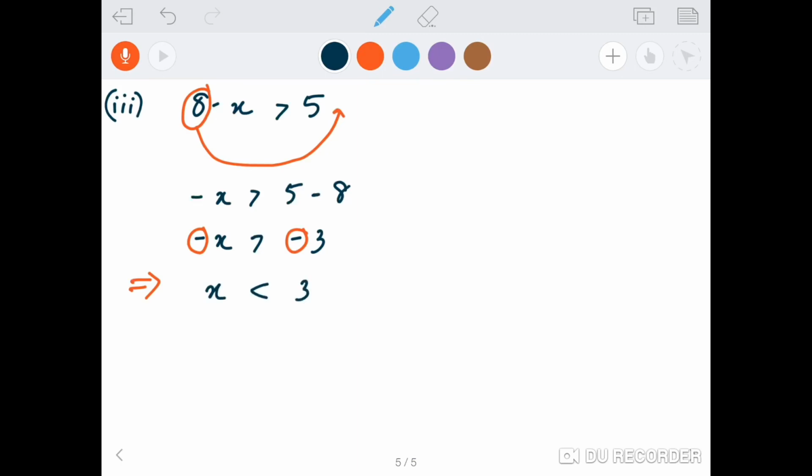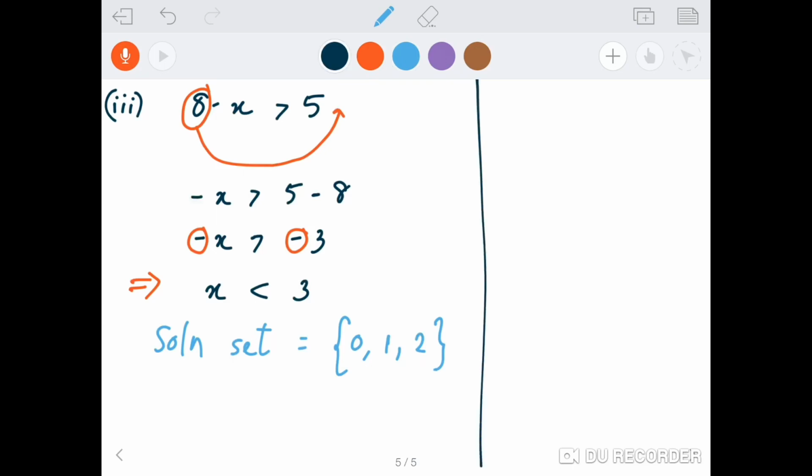Now, since this belongs to a family of whole numbers, can you think of all whole numbers that are less than 3? So your solution set, since it's a whole number, would start from 0, will go to 1 and then it will end at 2. I cannot include 3 because it is just less than 3 and not less than or equal to 3. I hope this is making sense to all of you. If you have more questions, please list them down in the comment box so that we can answer them.